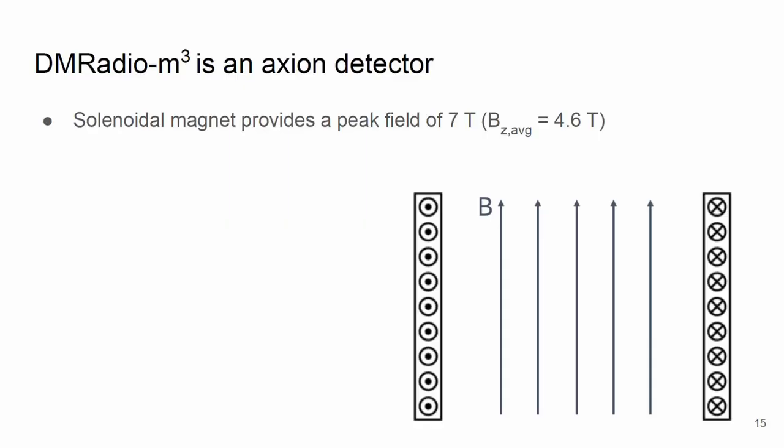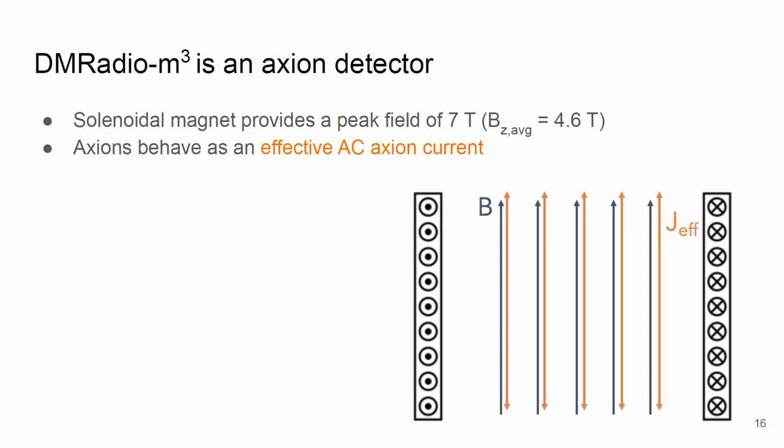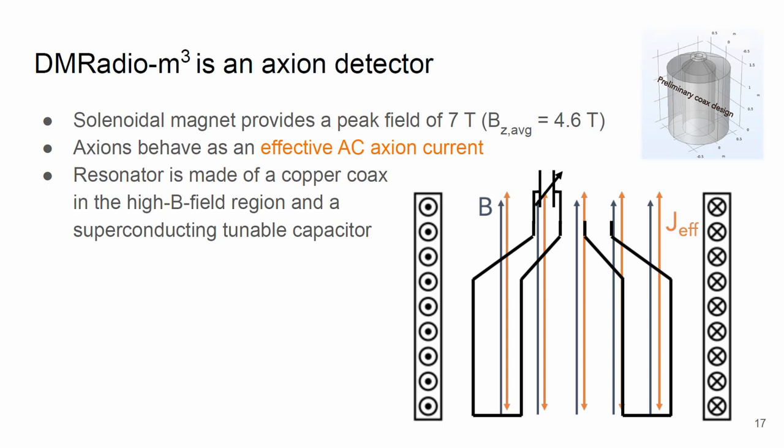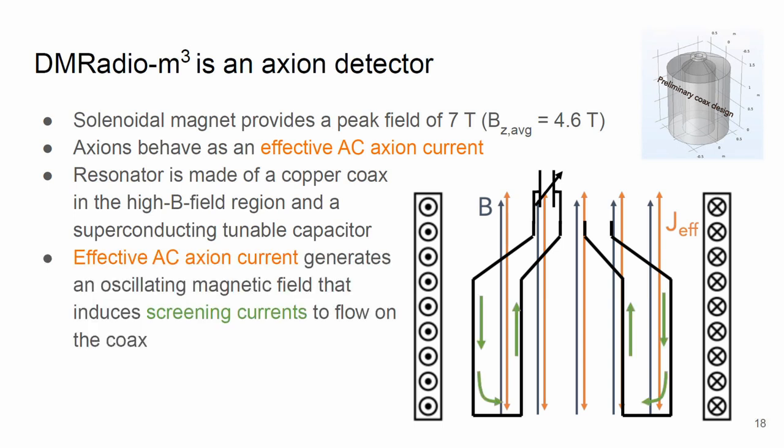Okay, so how does our detector look in a cartoon? We have a solenoidal magnet in DMRadio meter cubed. And then these are the fields that we're aiming for. So we have a magnetic field. Then axions behave as an effective AC axion current, which generates a magnetic field. And then we stick a resonator into this magnetic field. So we have this copper coax in the high magnetic field region, and then a superconducting tunable capacitor in the low field region. So this little thing connects them. And then the axion effective AC currents generate magnetic fields that induce currents inside our coaxial inductor, or inductive coax. And these screening currents are the ones that flow in our resonator and the ones that we detect with a DC SQUID. So that's the plan.